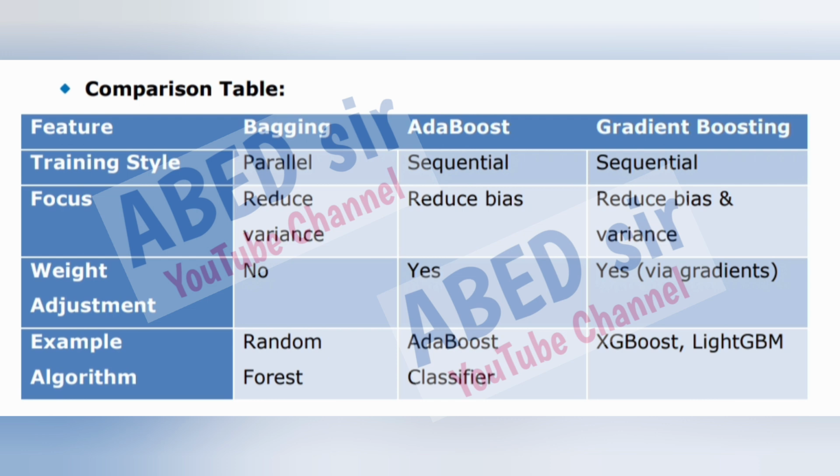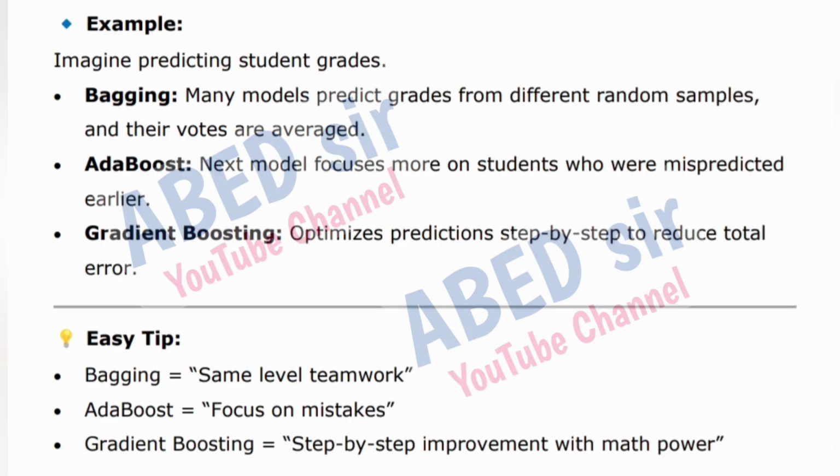Focus: reduce variance, reduce bias and variance. Weight adjustment: no, yes via gradients. Example algorithms: Random Forest, AdaBoost classifier, XGBoost, LightGBM. Example: imagine predicting student grades.